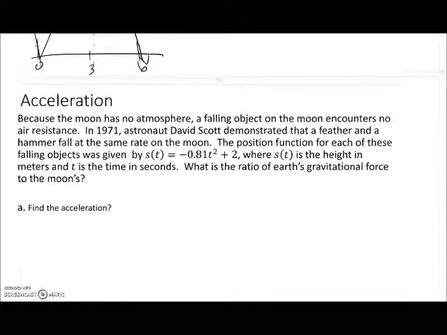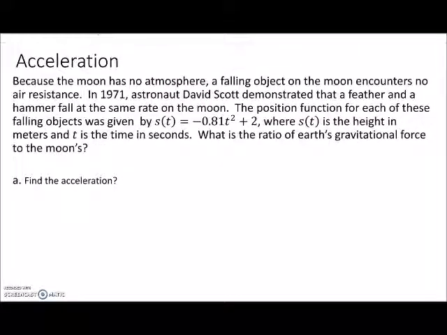So continuing on to the problem of acceleration, let's read this problem. Because the moon has no atmosphere, a falling object on the moon encounters no air resistance. In 1971, astronaut David Scott demonstrated that a feather and a hammer fall at the same rate on the moon. The position function of each of these falling objects was given by s of t equals negative 0.81t squared plus 2, where s of t is the height in meters and t is the time in seconds. What is the ratio of the Earth's gravitational force to the moon's?